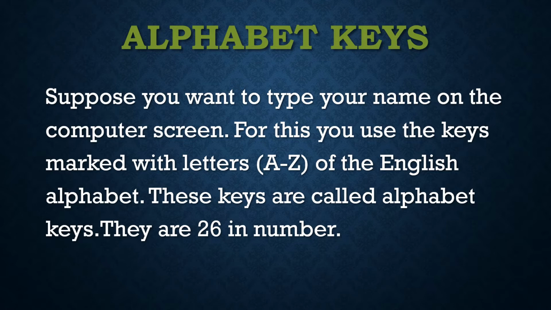As in English, there are 26 alphabets from A to Z. Similarly, we can see alphabets from A to Z on a keyboard. These keys are called alphabet keys. These keys are marked from A to Z. These keys help us to write words and sentences on the computer screen.